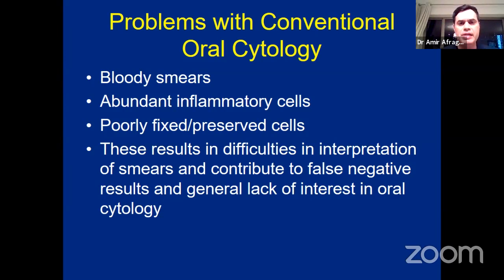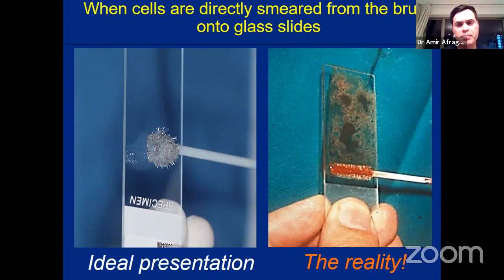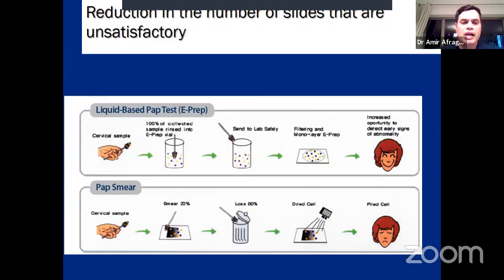So what can we do to address this problem? Ideally, this is what you want, but this is not ideal with conventional cytology, as I just showed. A lot of the smears are bloody and filled with inflammatory cells and bacteria. As you can see here below, on the pap smear part, this is the conventional way of doing things. This is a brush held in the hand of the clinician. You collect a sample, and when you transfer it onto the slide, only 20% of the cells you have collected get onto the slide. So about 80% of the cells will go to waste.